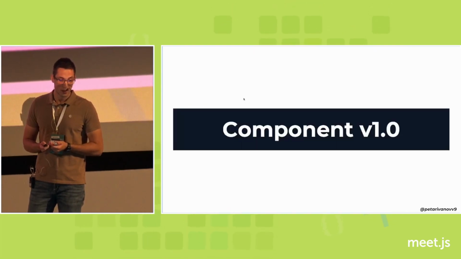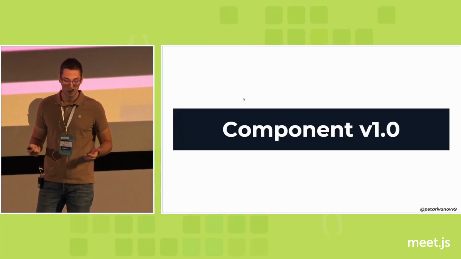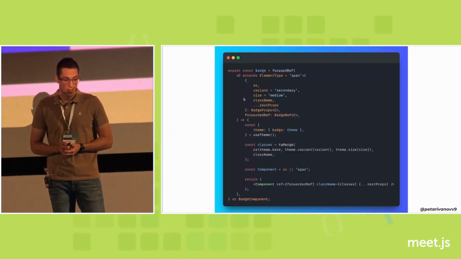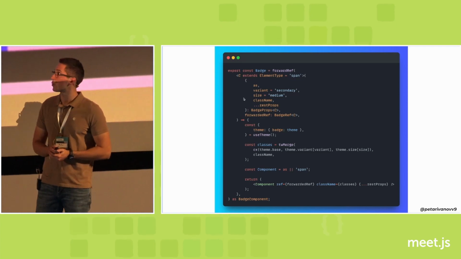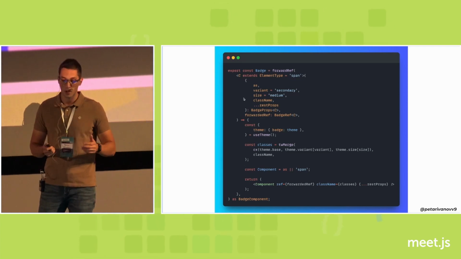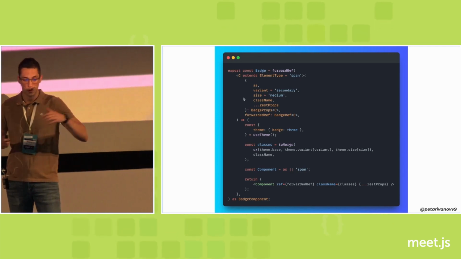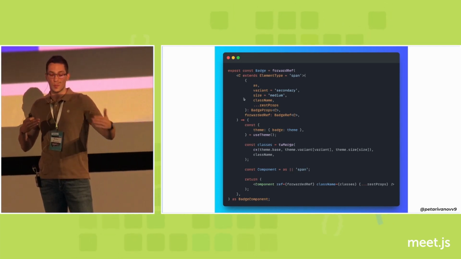And now let's see the final version of our component. This is how it looks. As you can see, we have very clean templates. So it's clear where the styling is, and it's clear what the actual React code template is.